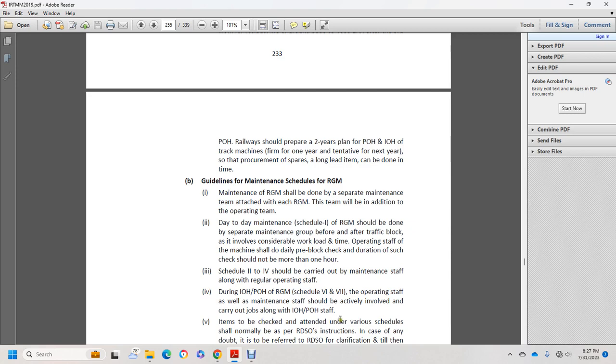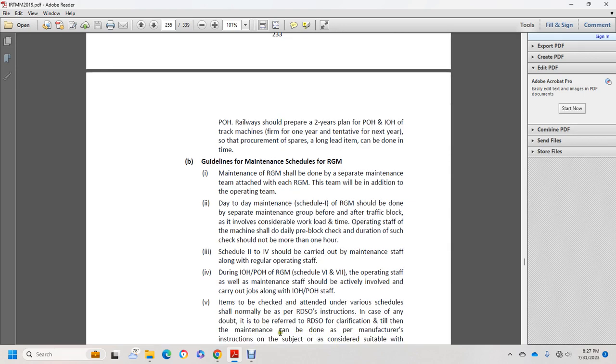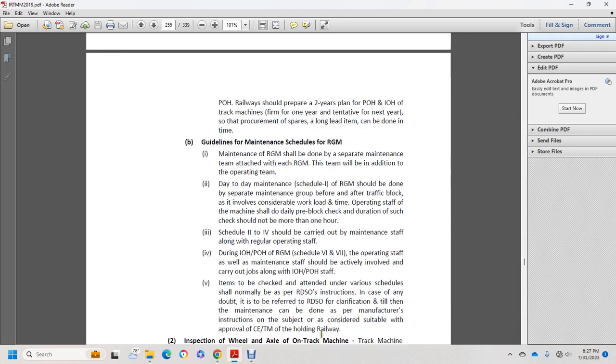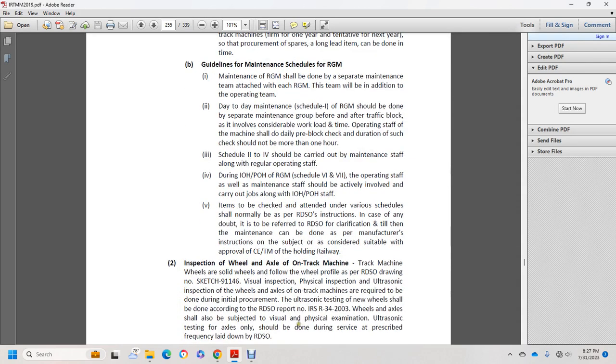The items to be checked in the various schedules should normally be as per the RDSO instructions. In case of any doubt, refer to RDSO for clarification. Until then, maintenance can be done as per the manufacturer's instructions on the subject, considered suitable, with the approval of the chief engineer of the track machine of the holding railway. Inspection of the wheel and axle on track machines.